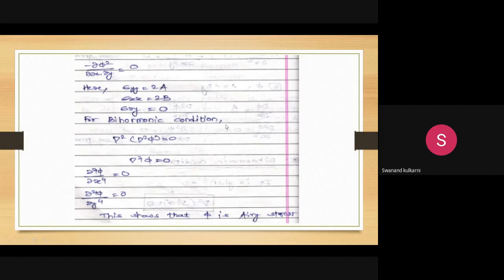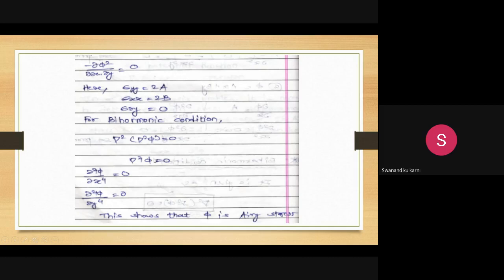For the biharmonic condition, we should refer here: del square into bracket del square phi is equal to 0. See, this is the biharmonic condition, which is an essential condition. If this condition is validated, then and only then is this example under the Airy stress function, and only then are our values of sigma xx, sigma yy, and sigma xy equal to 0. So let us check whether del square in bracket del square phi is equal to 0 or not, or del raised to 4 phi is equal to 0 or not.